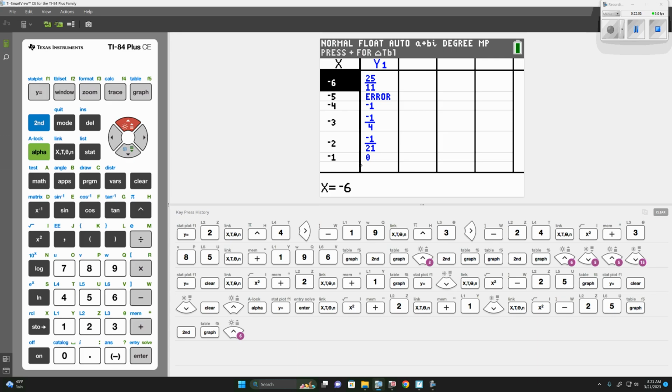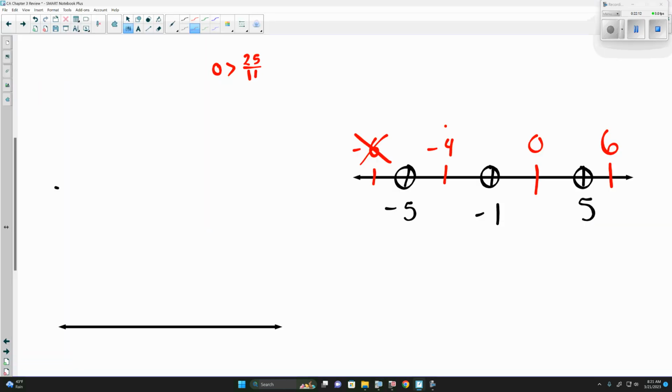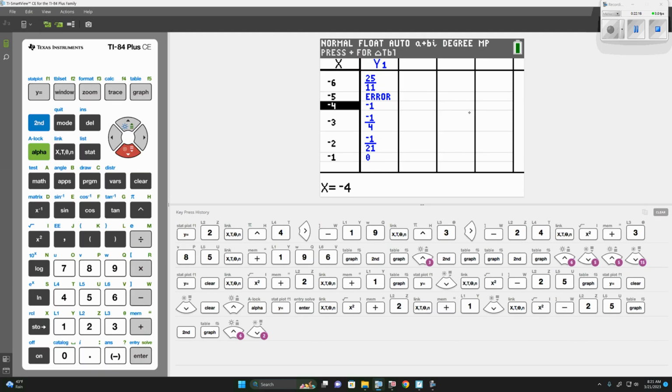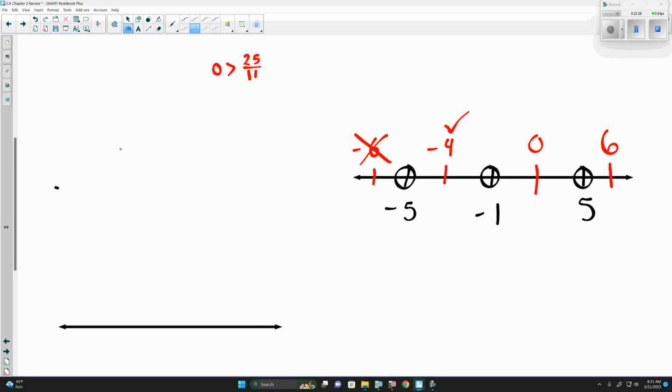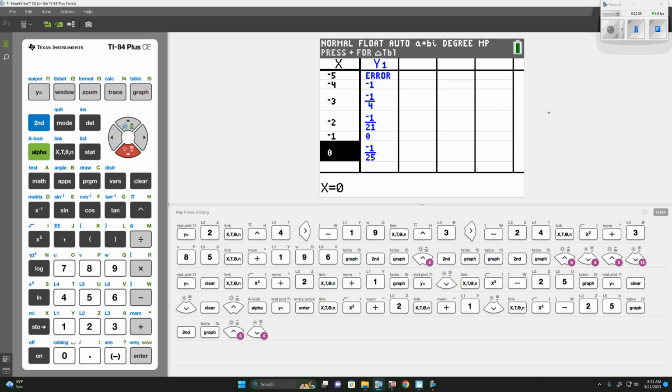Next one we can look at is -4. Is -4's value smaller than 0? Yes. The next one we can look at is 0. Is 0's value, what is it, -1/25, less than 0? Yes. And the last one we're going to check is 6. So again, we need it to be smaller than 0. Is it? No.